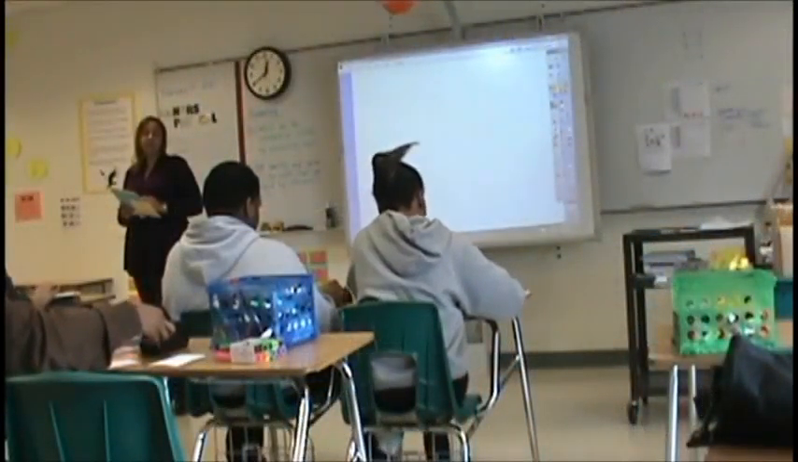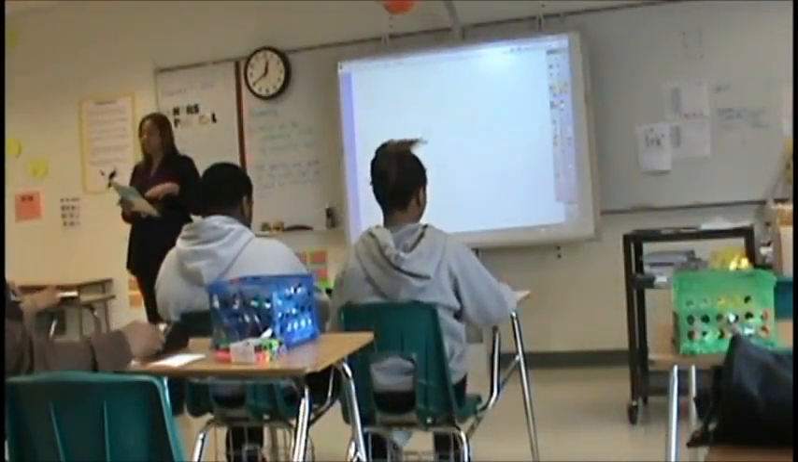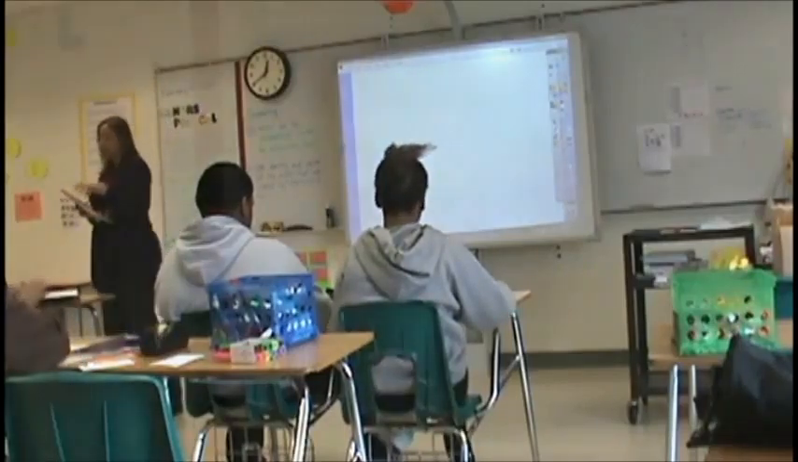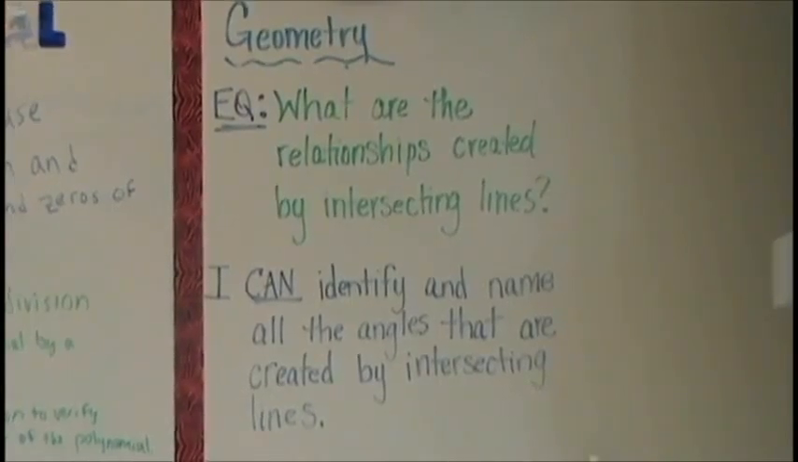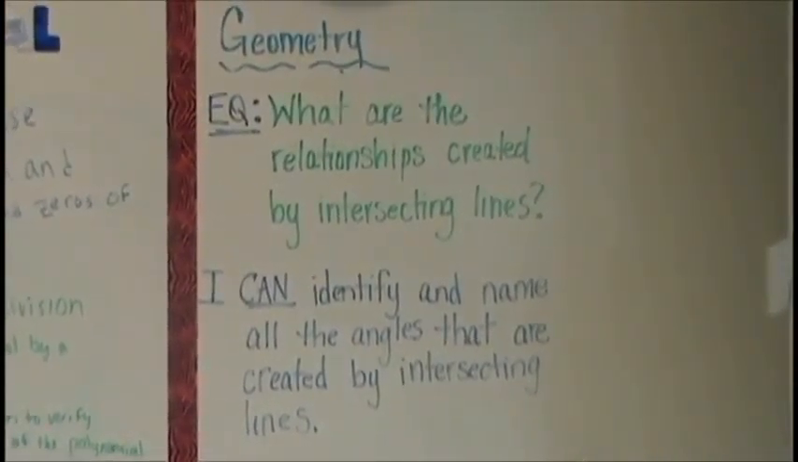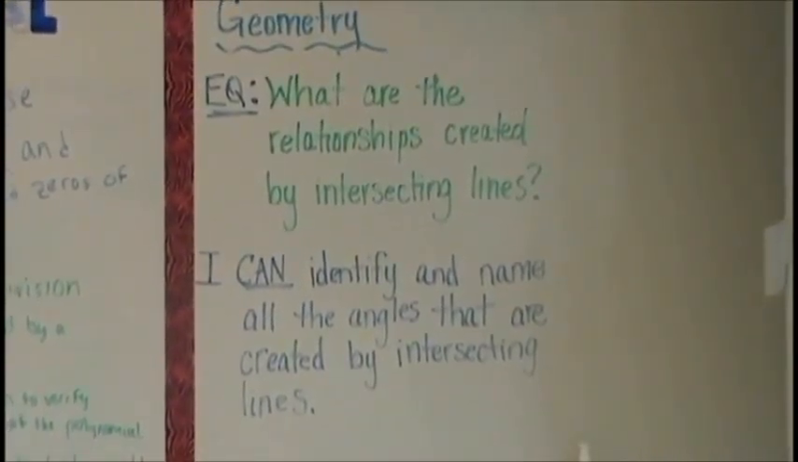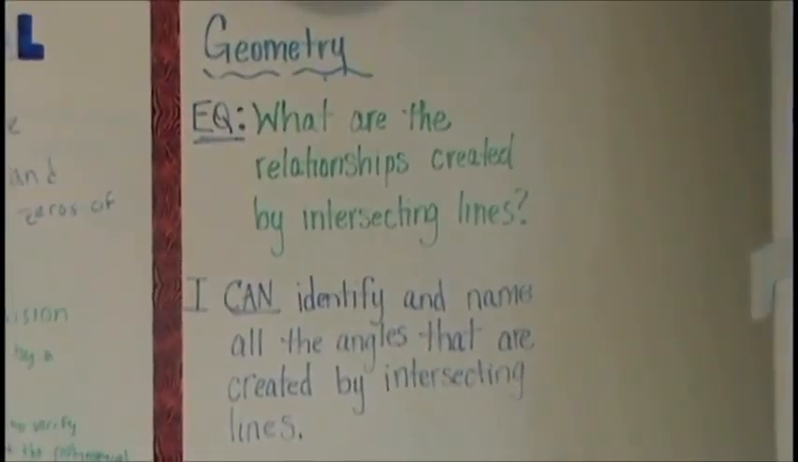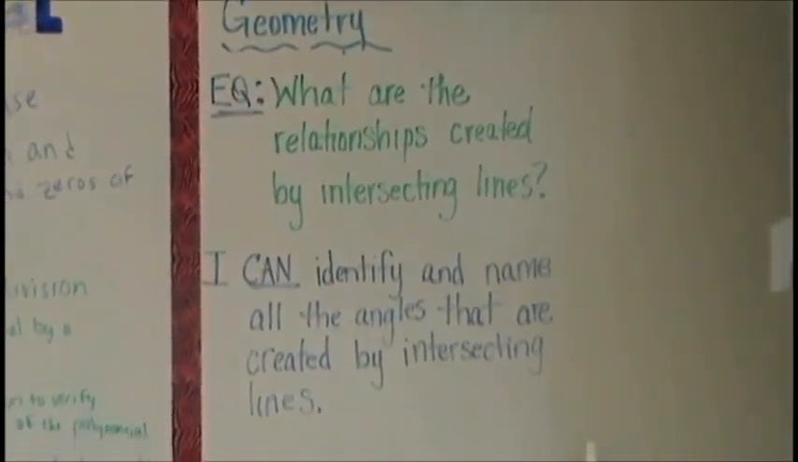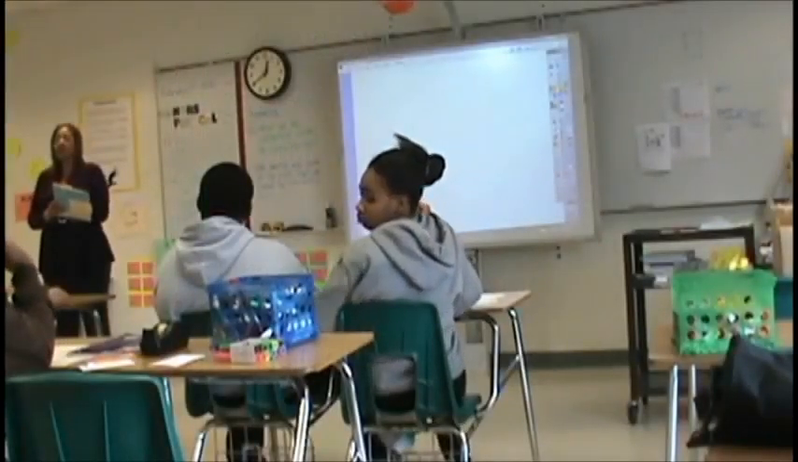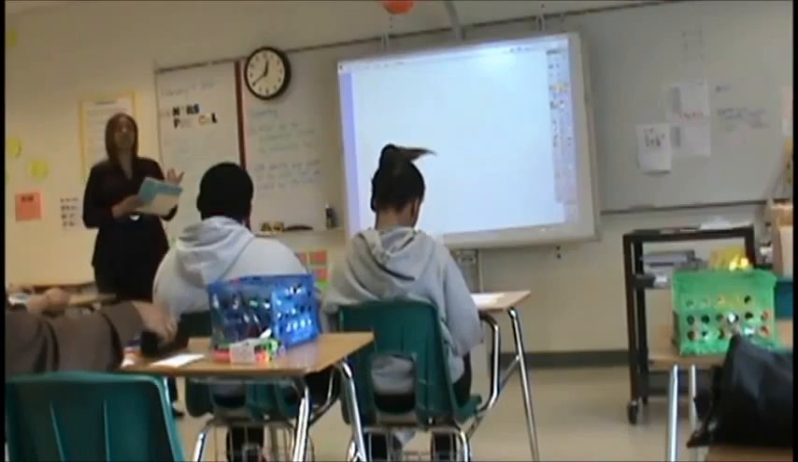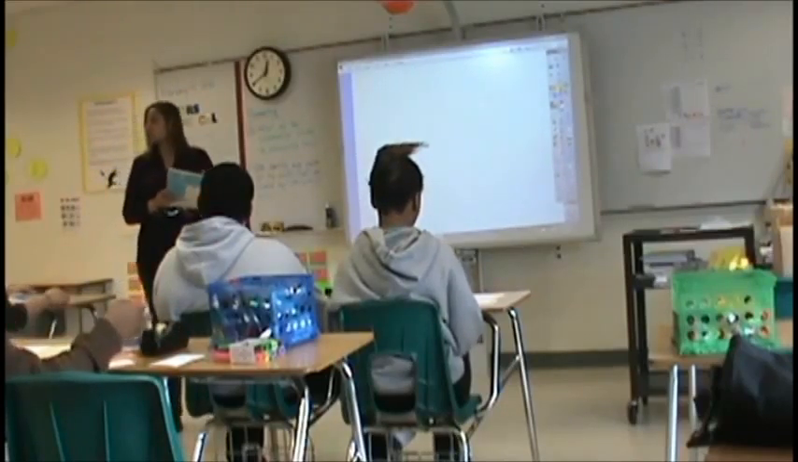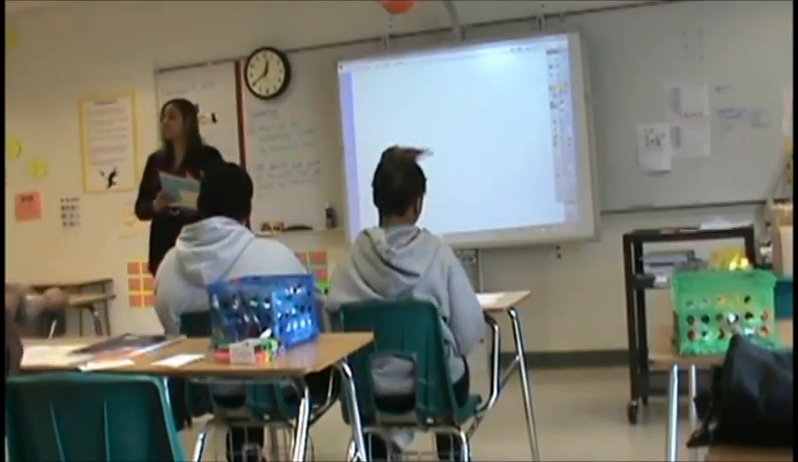All right, so everything that we do today is going to be revolving around what? Angles. Okay? So we are going to make sure that everyone knows all the different relationships that are created by intersecting lines. Okay? And when we have lines that intersect, they create angles. And there are special angles that we're going to talk about today and explore.